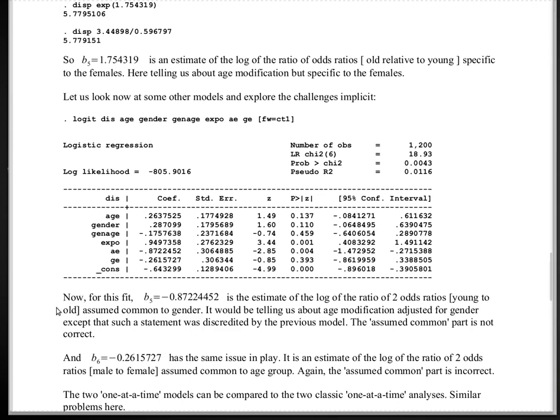And you'll recall that we had an assumed common part to the number minus 0.87 and the minus 0.261. They both involve the logarithm of the ratio of two odds ratios assumed common. But we've discredited the assumed common part. We've already determined that the logarithm of the ratio of odds ratios depends on the other. In other words, if we consider the logarithm of the ratio of odds ratios young to old, it depends on gender. And similarly with age modification, and similarly with gender modification. So the model that dropped beta 7 is misleading us. It would be incorrect to use this model.